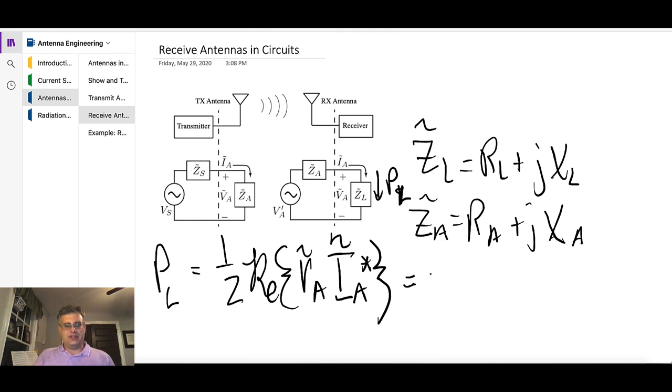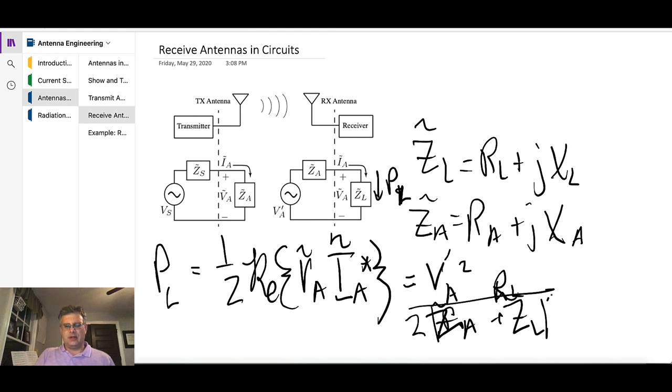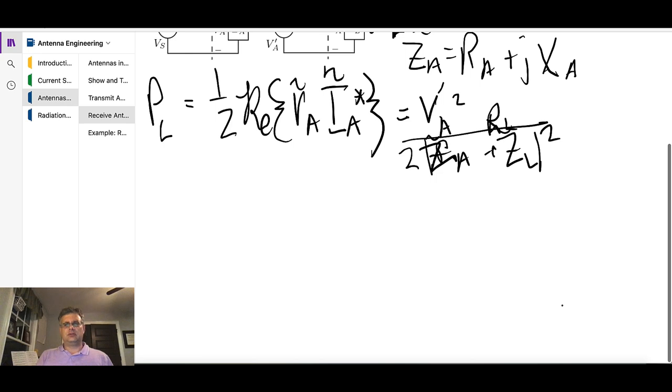And if I do my voltage divider like I did the last time, this is going to be V_A prime squared R sub L divided by 2 times the magnitude squared of Z sub A plus Z sub L. So we see a lot of symmetry in these formulas, not surprisingly, whether the antenna is acting as a transmitter or it's acting as a receiver.